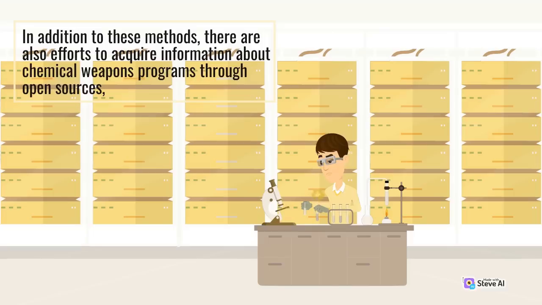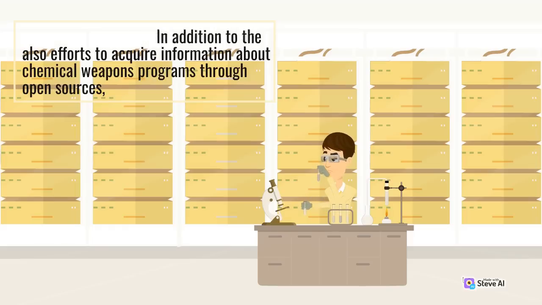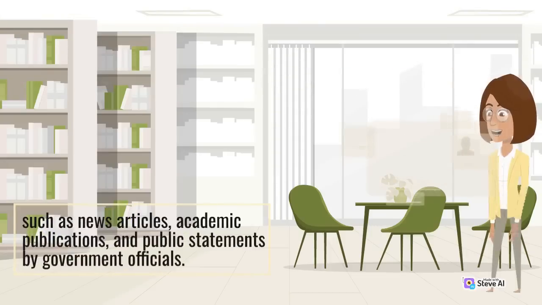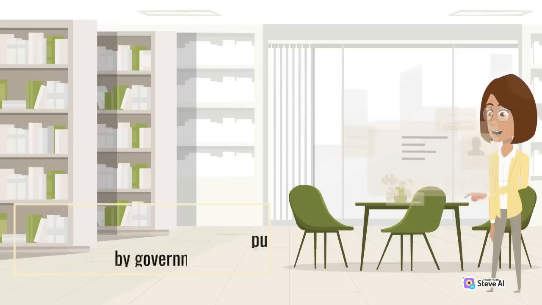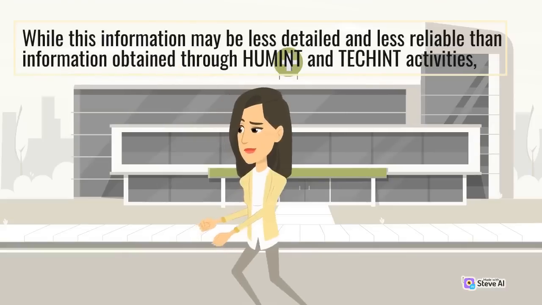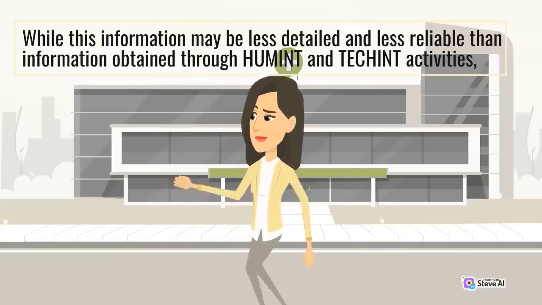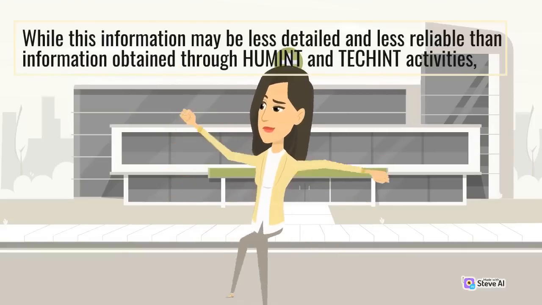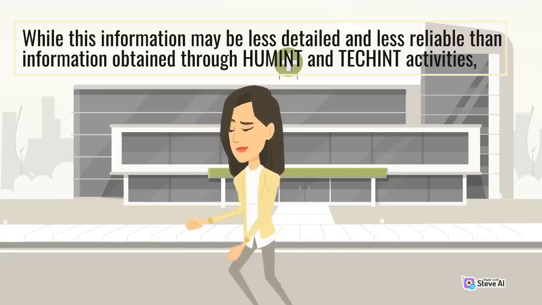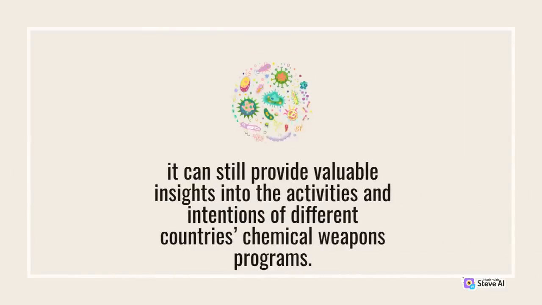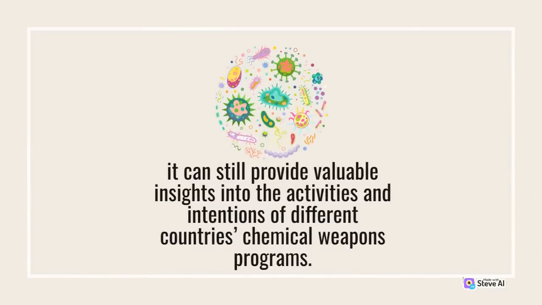In addition to these methods, there are also efforts to acquire information about chemical weapons programs through open sources, such as news articles, academic publications, and public statements by government officials. While this information may be less detailed and less reliable than information obtained through HUMINT and TECHINT activities, it can still provide valuable insights into the activities and intentions of different countries' chemical weapons programs.